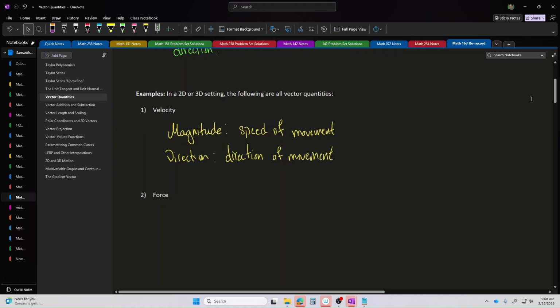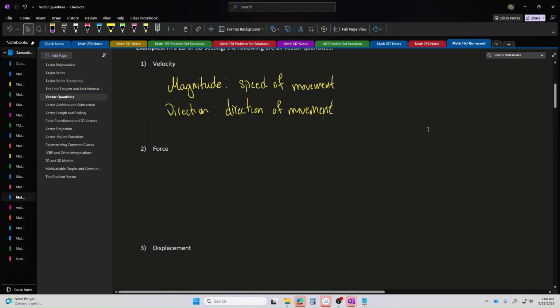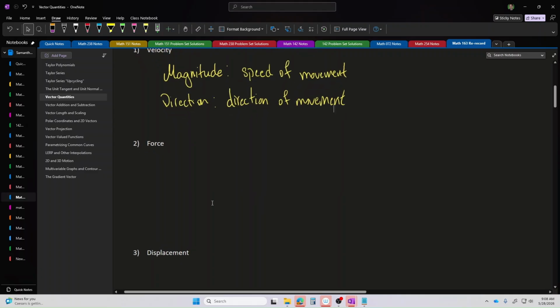Velocity is a quantity that has two pieces of data within it: a number, a magnitude that tells you how fast the object's moving, and a direction that tells you the direction along which the object is moving. Velocity is a vector quantity.